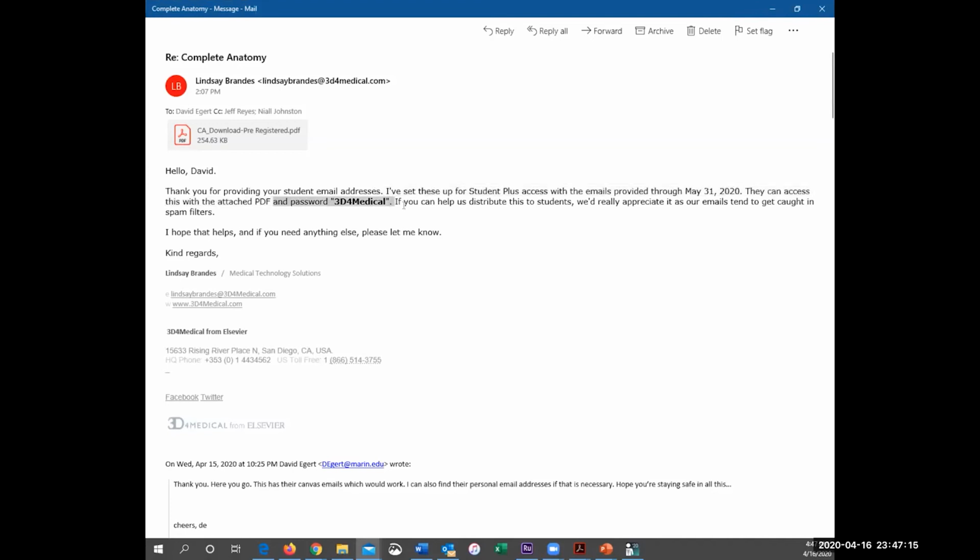Yeah, we can see it. Okay, so it says password 3D4 medical. And I'll forward this to you all after we're done talking in another 15 minutes, so you can just cut and paste. If you have any trouble with it, I will try to follow up. I also have the spreadsheet with email addresses, in case I got an address wrong, so I'll give you the email address you need.